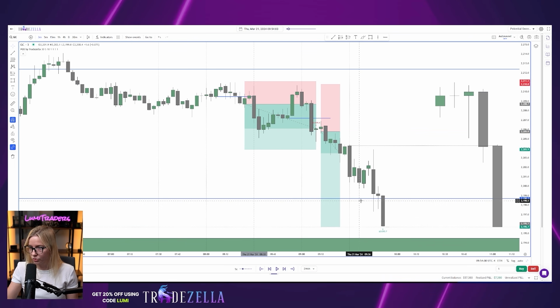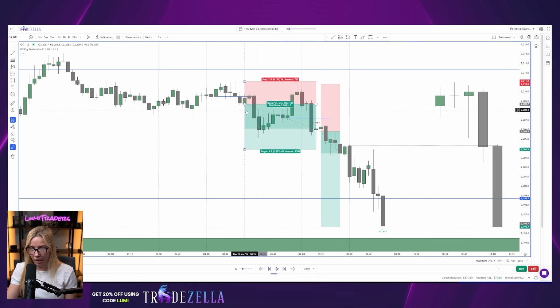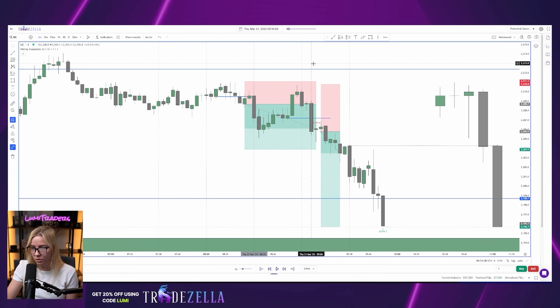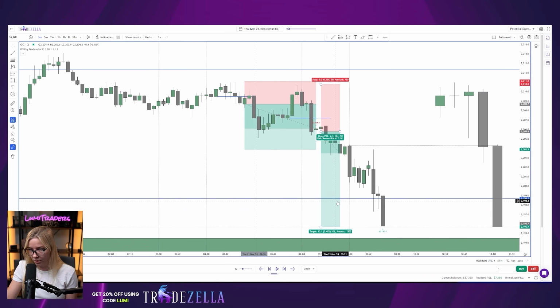Hit. So we got continuation, pretty nice trade. But honestly, I felt like it was risky to enter here because it was right at news. It did not make any sense to trade right before news. But I got continuation and I got 2R. Okay, let's switch to the next day.